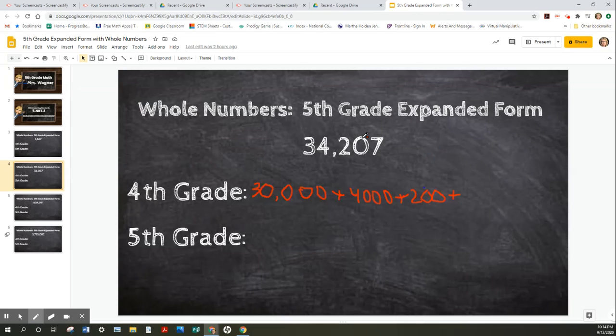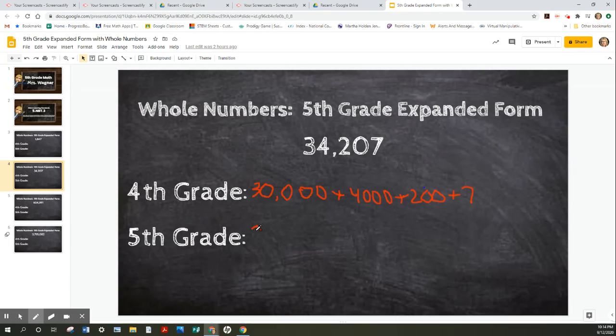This 0 is here as a placeholder. We do not have any tens. If we left that out of there, then we wouldn't have 34,000. We would have a much smaller number. So we use that 0 as a placeholder, and when we're writing it in expanded form, we don't need to include it. We do need to remember, though, that this 7 is in the ones place and not in the tens place. So we're just going to show it as a 7. So there's your 4th grade expanded form. Now we're going to do it 5th grade and go back and really look at what those place values are.